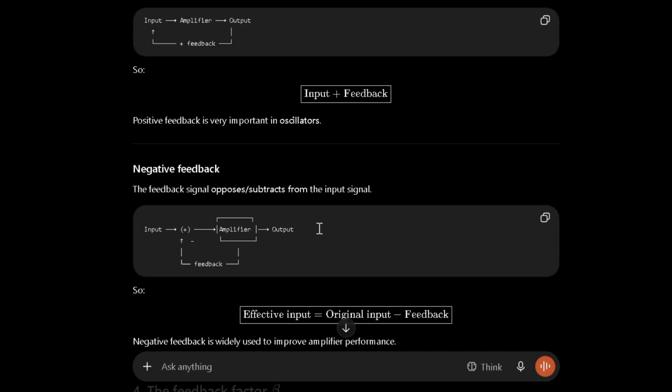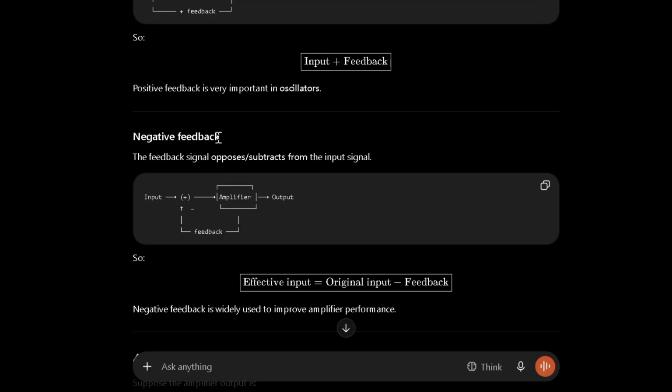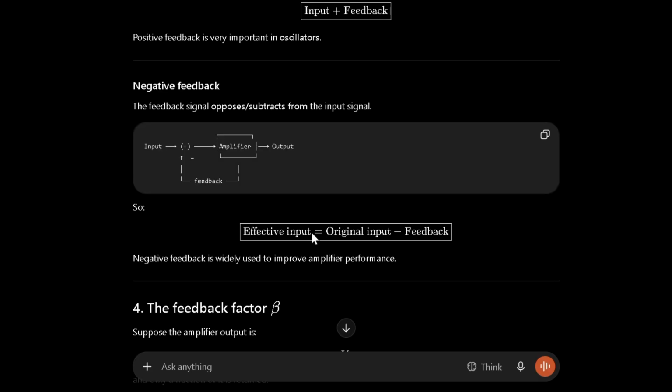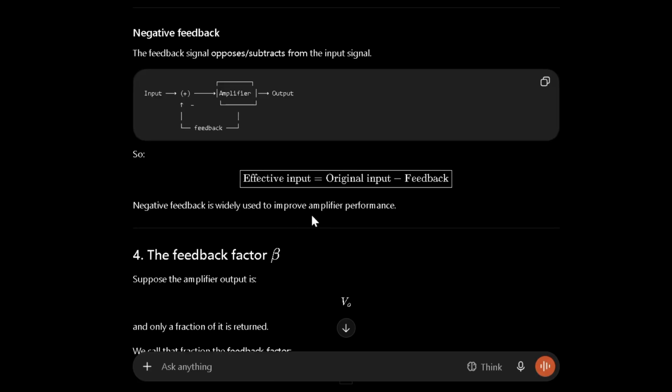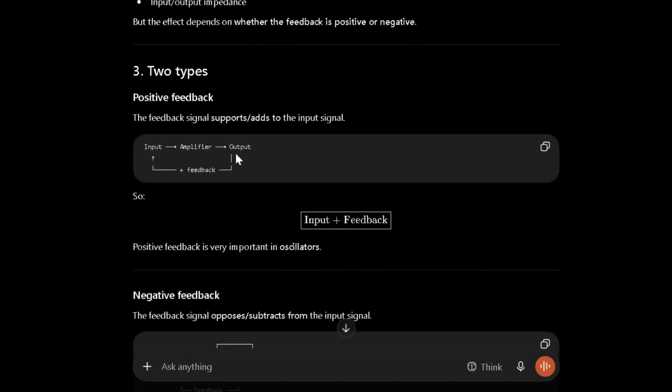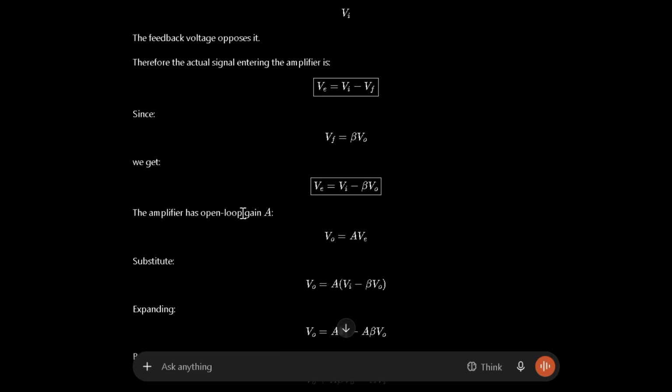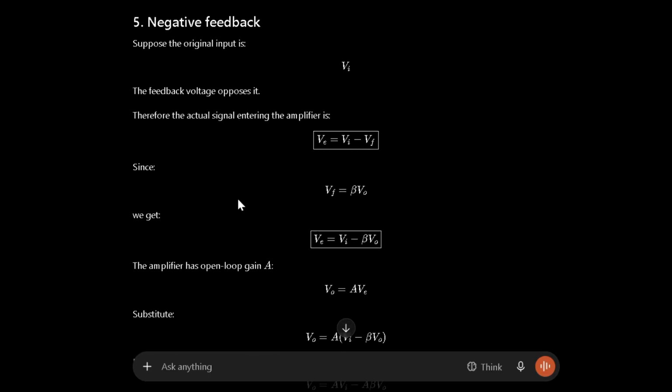Negative feedback: the feedback signal opposes or subtracts from the input signal. Suppose the input goes to the amplifier, and we take a fraction of the output and subtract it from the input. So the effective input is the original input minus the feedback. Negative feedback is widely used to improve amplifier performance, while positive feedback is for oscillators. Here we can go deeper. Suppose the original input is here and the feedback voltage opposes it, so the actual signal entering the amplifier is the difference.